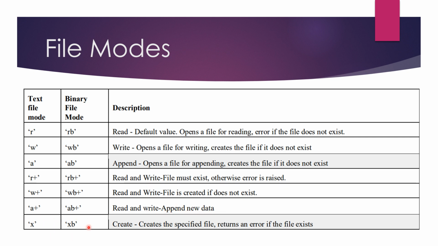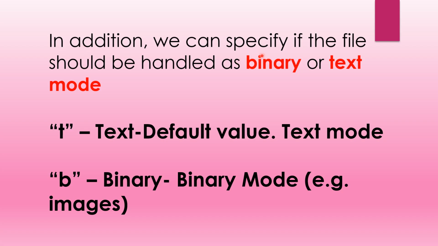Next is X or XB. It creates the specified file, returns an error if the file exists. That means this is used to create a specified file, and if the file is already there, then it will show an error. In addition, we can specify if the file should be handled in binary or text mode. We have to write T or B. So T refers to text, the default value, that is text mode, and B refers to binary mode, for example images.